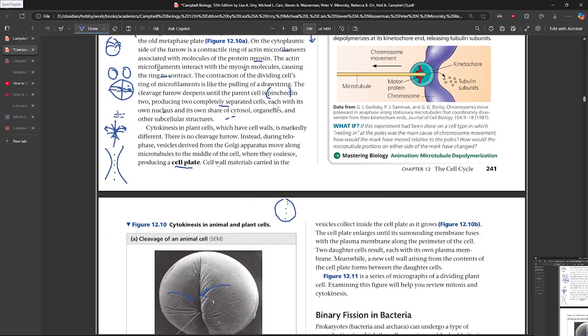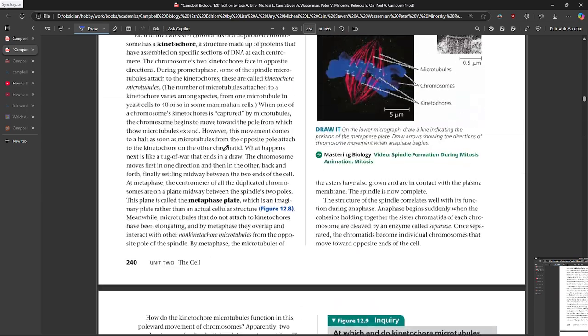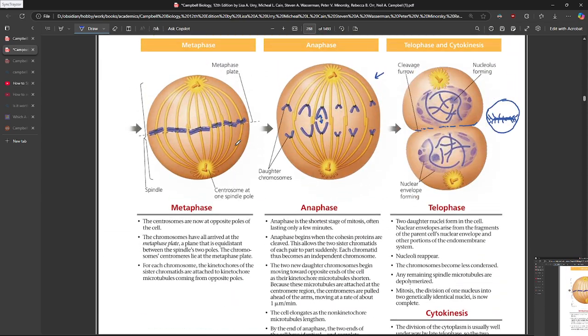However, in cytokinesis in plants, cell walls are present, which makes it different, okay? This is gonna be what makes stuff different. There is no cleavage furrow, and instead, during telophase, okay, what is telophase? Let's just quickly check. Telophase is going to be where everything is going to start reappearing, I believe.